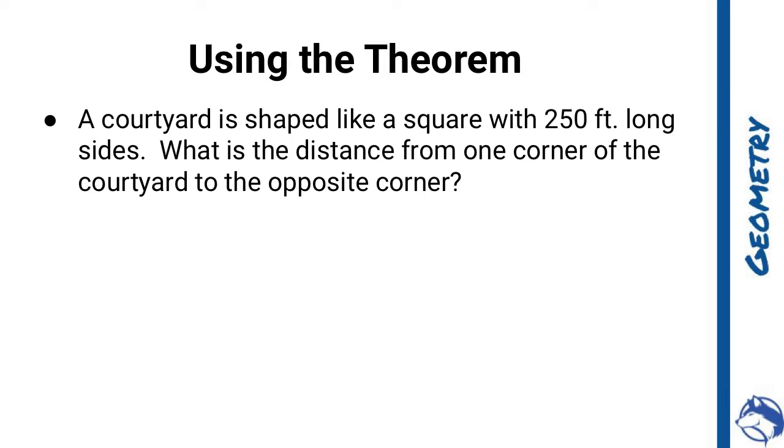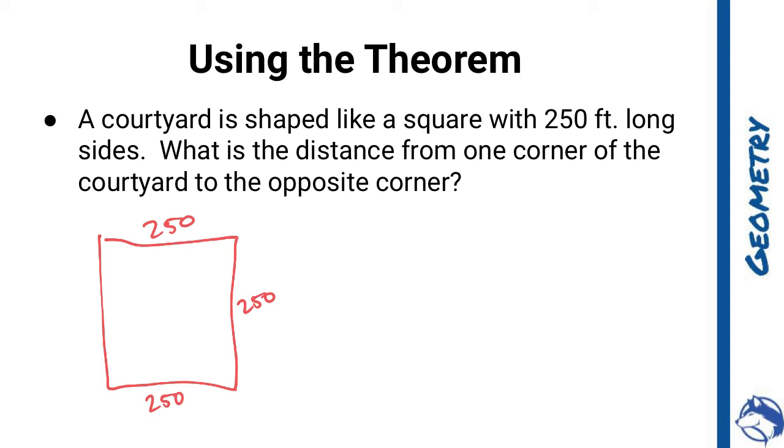Okay, so for this one we've got a word problem and it's talking about a courtyard that's shaped like a square. So what I would do is draw a picture of our courtyard. And so it's shaped like a square with 250-foot long sides. So these are 250 feet all the way around. So what we want to know is the distance from one corner of the courtyard to the other.